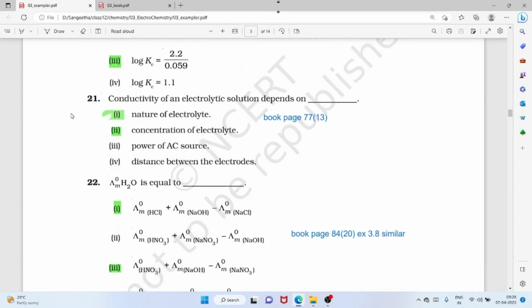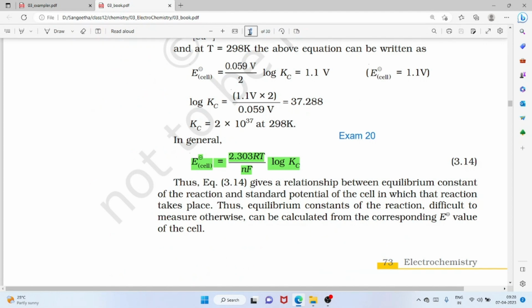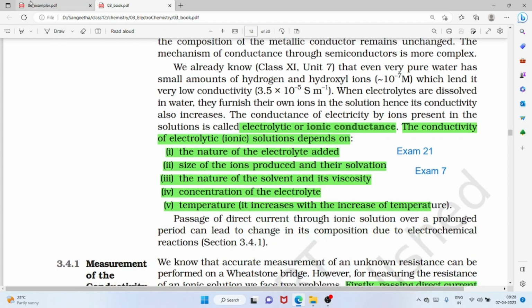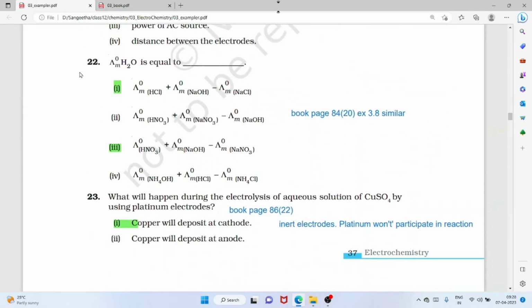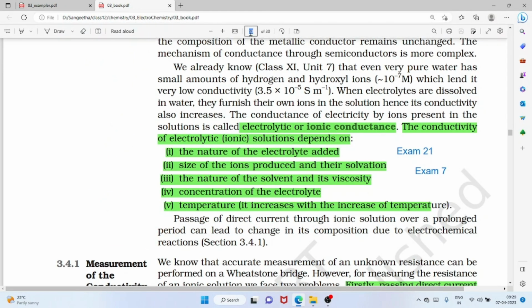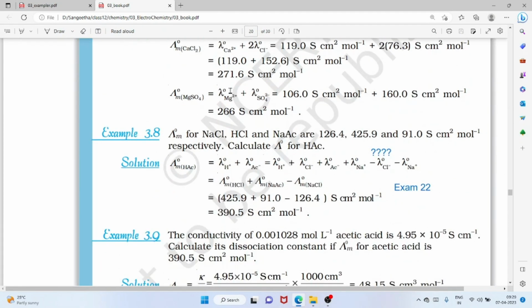Conductivity of the electrolyte solution depends upon the nature of the electrolyte and the concentration of the electrolyte. So conductivity depends on these parameters. Here HCl is there, NaCl will be removed, Na will be removed. So HOH, so H2O. Same thing here also. Similar thing is given here.